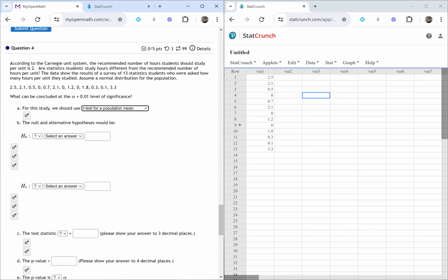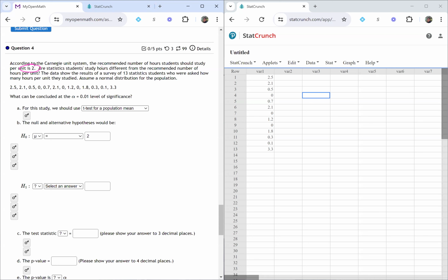Now, the null and alternative hypothesis. The null hypothesis is sort of what's already been told to us, okay? If we look at that, we see that the recommended number of hours a student should study is 2. And so what that means is our null hypothesis is that mu is equal to 2.